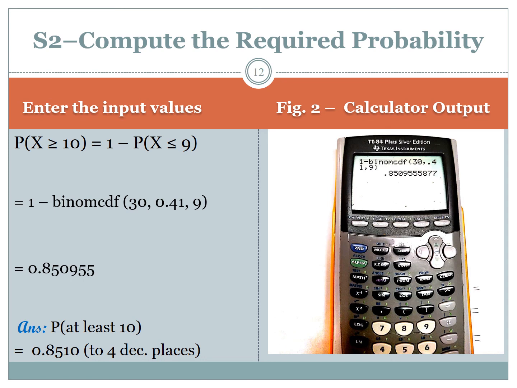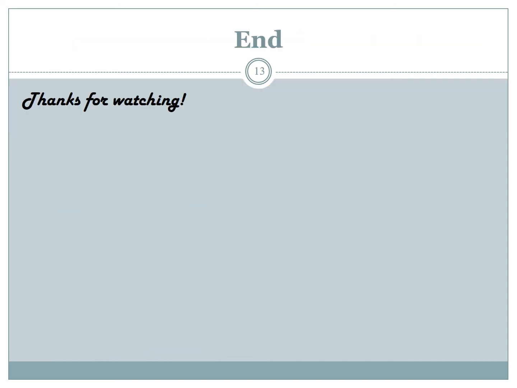So my answer is that the probability that x is greater than or equal to 10 is 0.8510, to 4 decimal places.